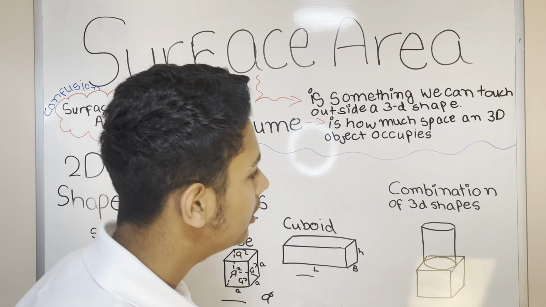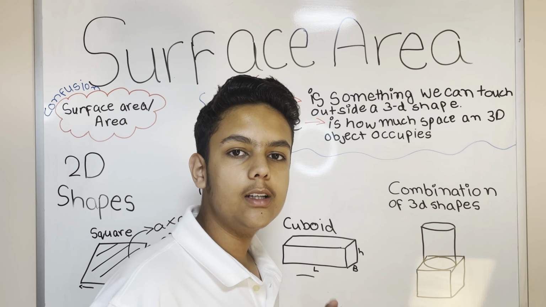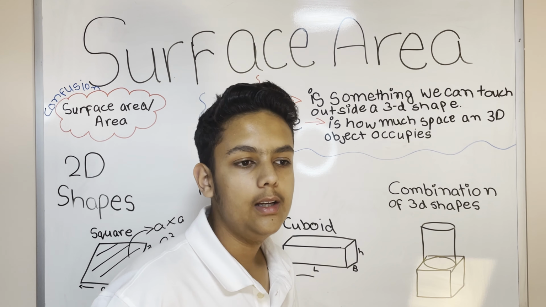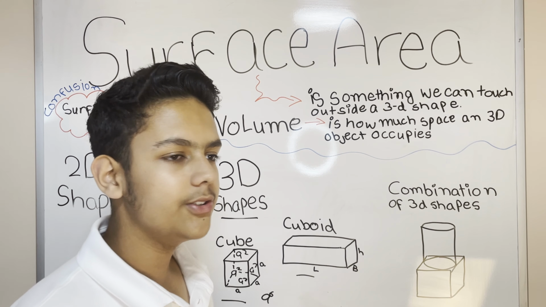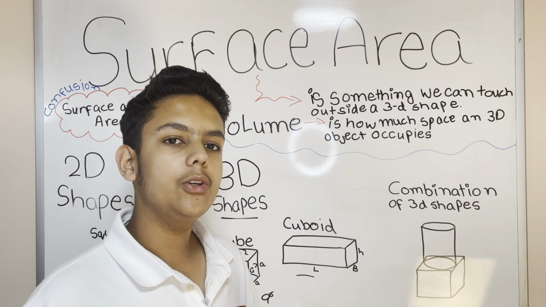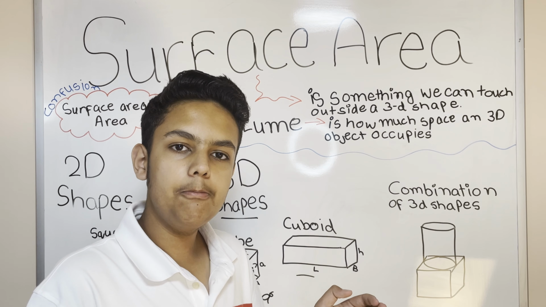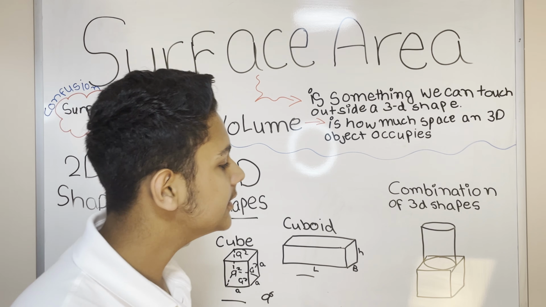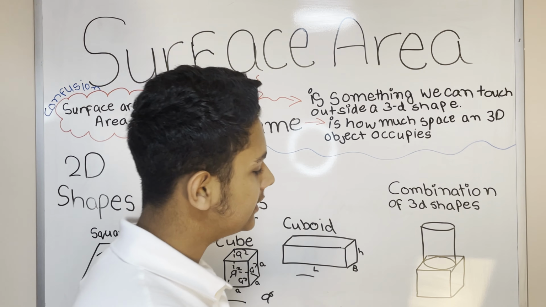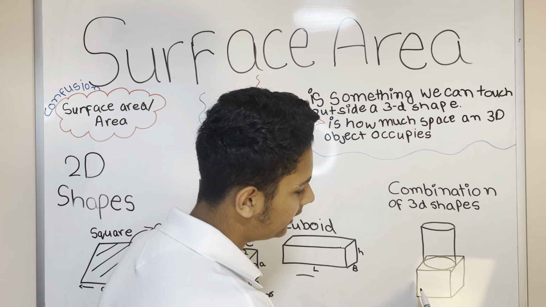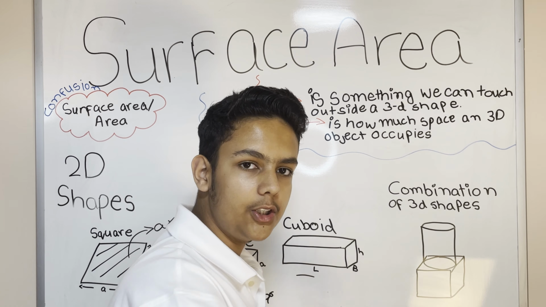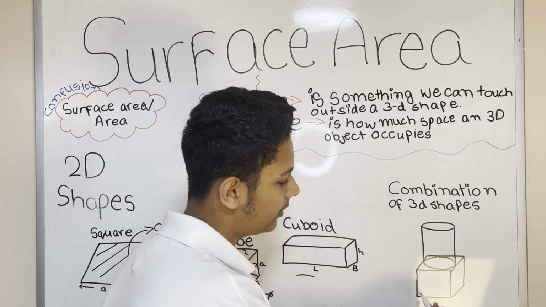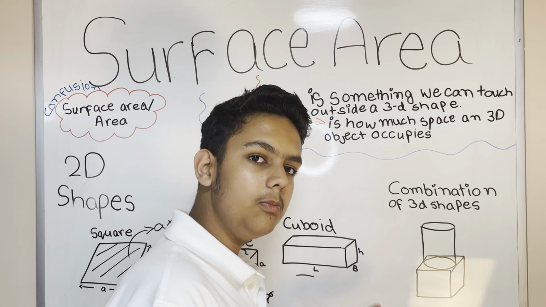In grade 9, they're asking us to take out the surface area of a combination of 3D shapes. Now, if you're wondering what a combination of 3D shapes is, it's basically two or more 3D shapes combined together to make a new shape, and they ask us to take out the surface area. For example, we have a cube here and a cylinder on top of the cube. A lot of people just think, how are we supposed to find the surface area? There should be a formula for it.